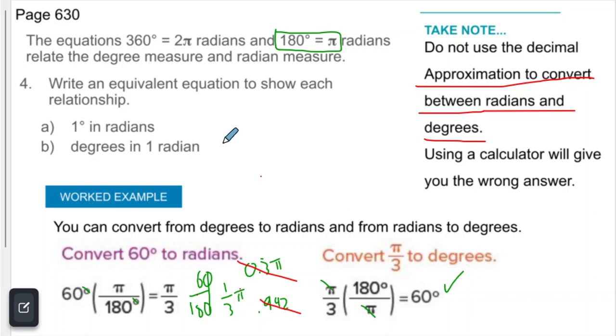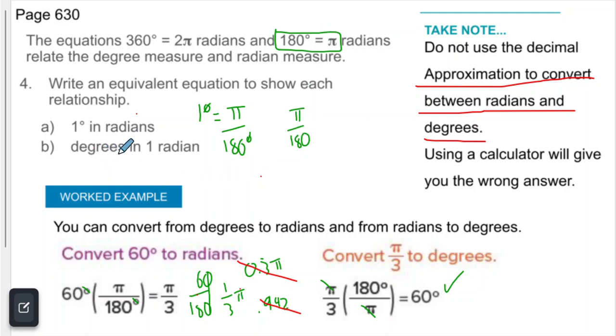So let's figure this out. 1 degree is how many radians? I have degrees, so 1 degree is going to equal pi over 180 degrees. That way the degrees will cancel, and then I'm left with pi over 180, which makes sense. That's the conversion we're using.